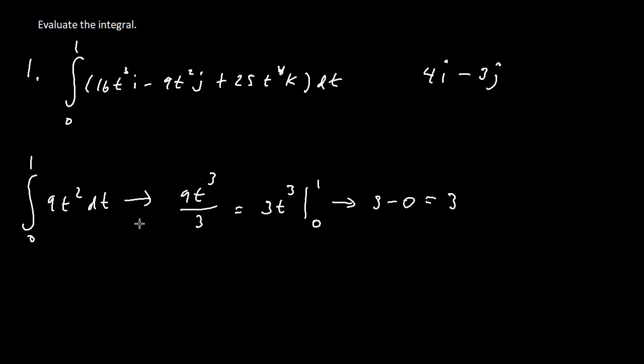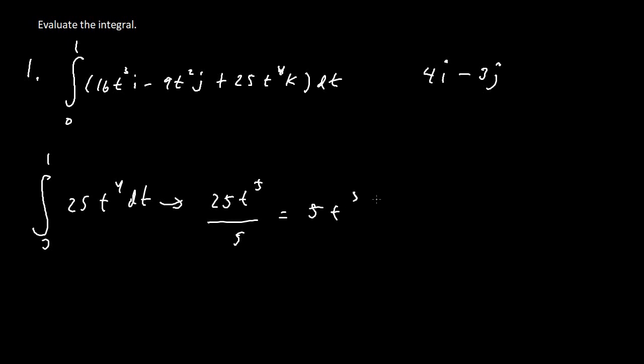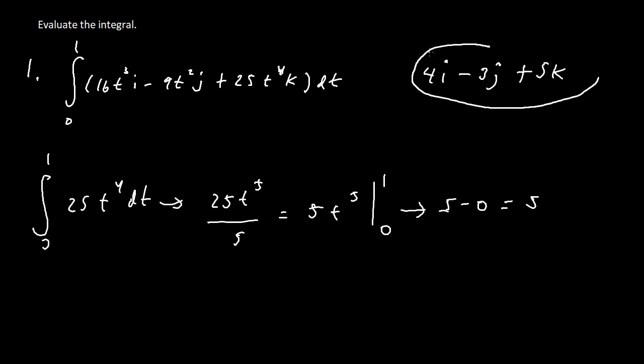Then let's go ahead and evaluate 25t to the fourth. So the integral from 0 to 1 of 25t to the fourth dt is going to be 25t to the fifth over 5. So we're left with 5t to the 5th. When we evaluate from 0 to 1, it's the same process once again, so we get 5 minus 0, so that we're left with 5. Since there's a plus here, we can put plus 5k. So that is going to be the integral.